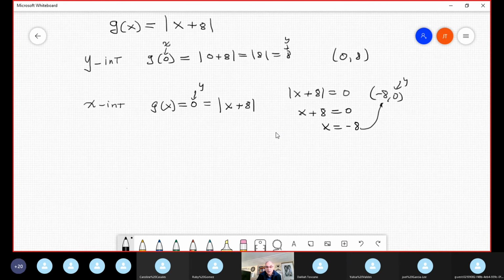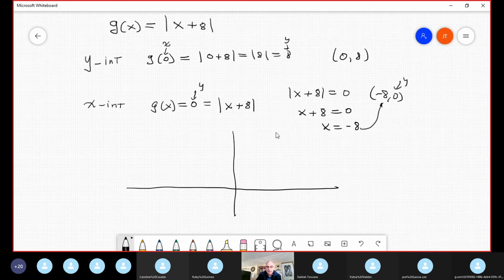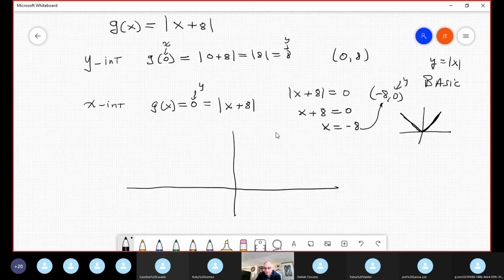Okay, I suppose using my imagination. Remember, guys, the graph of the basic absolute value function, y equal absolute value of x, looks like that, the V. When the class is over, I want to send one document. In the document, you can see the most important basic functions that we are using in college. Okay? When the class is over, I send it to you.